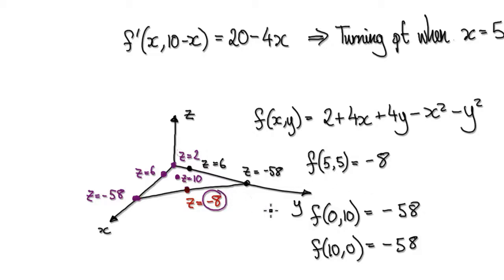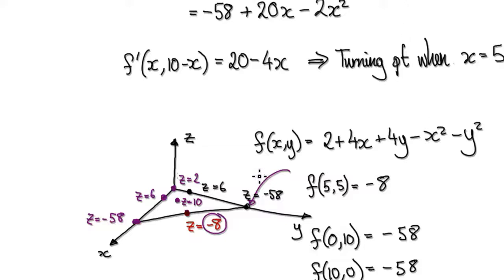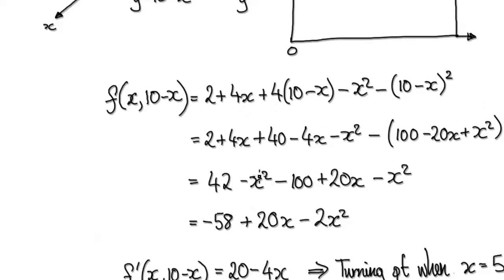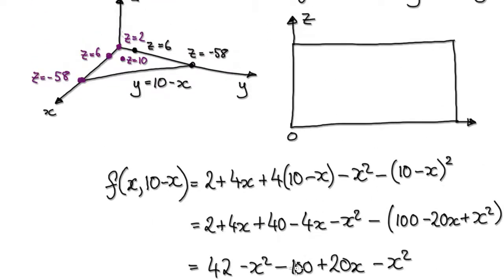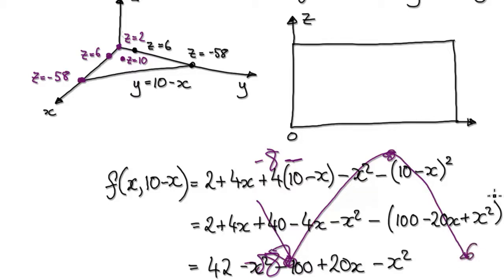Now let's consider when x equals 0. So let's look at this point here. Our graph looks something like this on this sheet of paper here, because an elevation of negative 8. This is negative 58, I think. So we need to consider this point here and this point here, when x equals 10 and x equals 0.